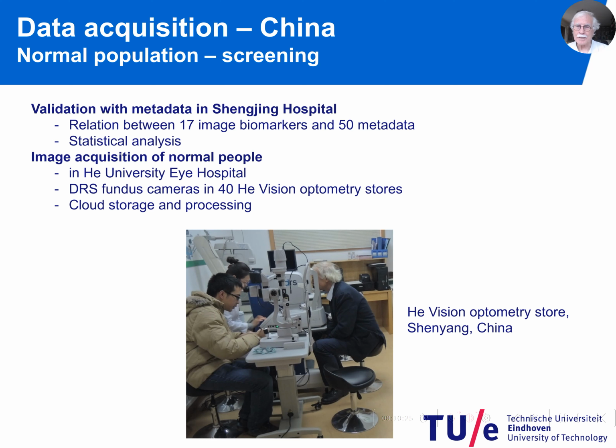That was on patients to validate, and we also did, of course, the image acquisition of normal people. That was done by people who came into the university hospital, non-diabetes related, but people were asked, can we take a screening picture? And if you got a couple of glasses, you went to an optometry store, and in 40 optometry stores we had cameras installed, all connected to the cloud, and we could take images from there of regular people.